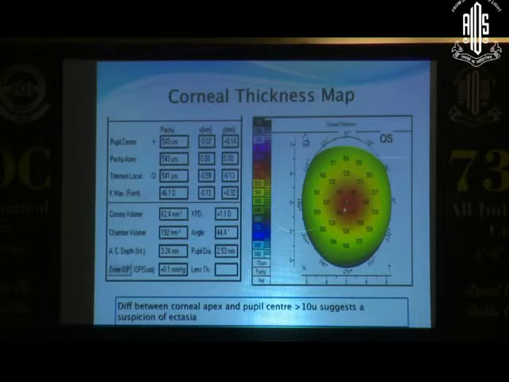This is a corneal thickness map which has a global pachymetry, and you can plan for an intact placement in a keratoconus, and look for the presence of thinning. You have the pupillary center, pachymetric apex, and the thinnest location.